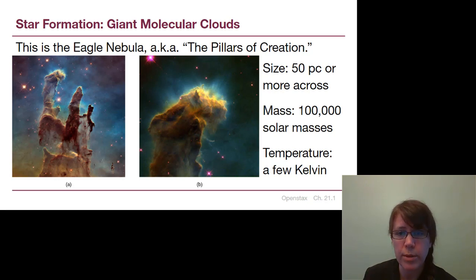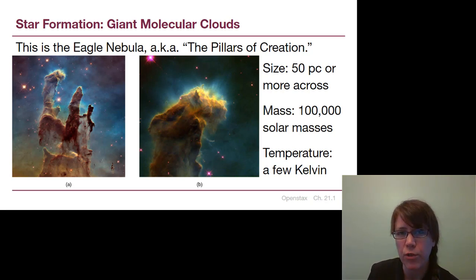So this giant molecular cloud has a mass over 100,000 times the mass of the sun, which means if we collapsed it all down to make sun-like stars, we would get 100,000 of those sun-like stars. And then the temperatures are just a few Kelvin, so just a few degrees above absolute zero, similar to the rest of deep space between stars.